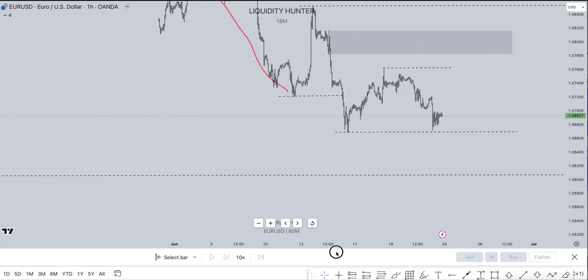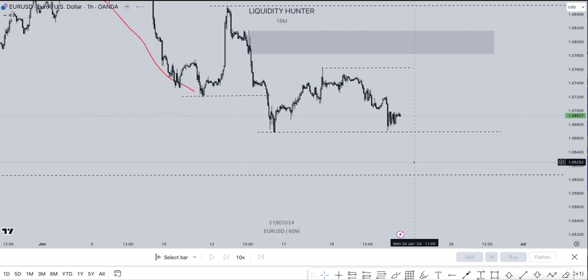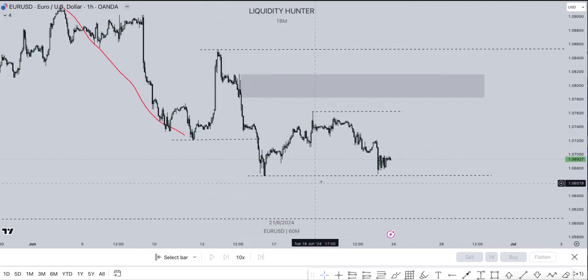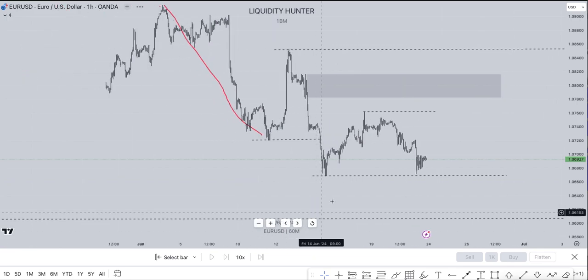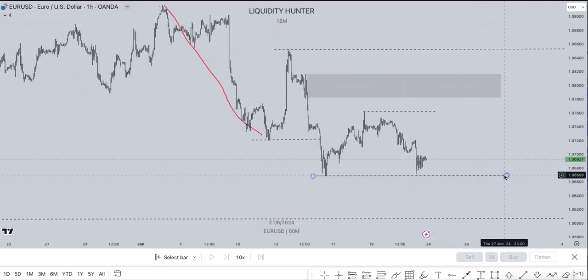I'm here for you. So that's the one hour giving us the same vibe. This is the high that took out the lows. The high is supposed to be respected and protected. So we have this area here acting as our supply zone. So we have liquidity now sleeping below here in the form of the lows.